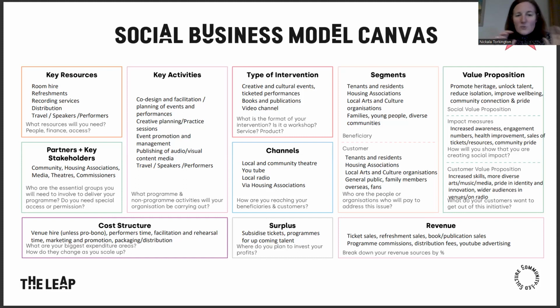So we've talked about activities and what you're physically delivering. We've alluded to the channels and the methods. So clearly the channels are, when they're running these things, how are they reaching people: through local community theatre, through YouTube, local radio, the housing associations, and the planning and the preparation and all the work that went on there to make these things happen. And we know who's benefiting and how.